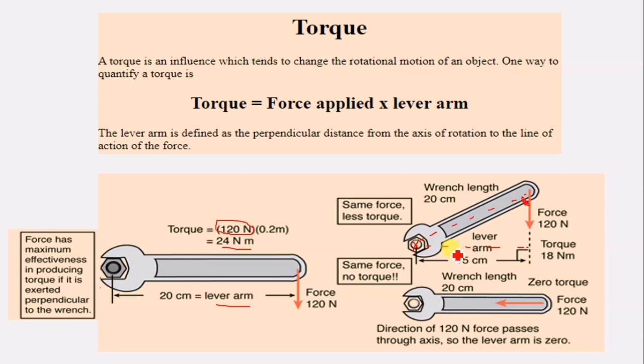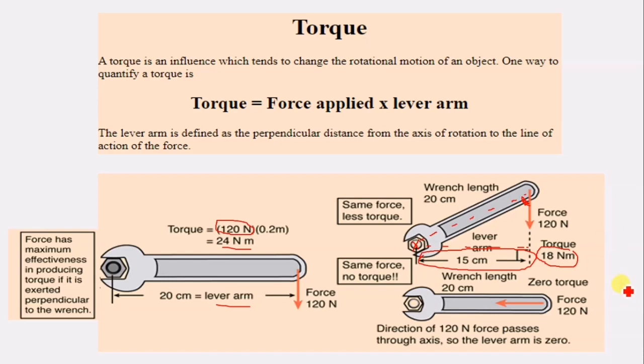So as you can see here, this perpendicular distance is shorter than the wrench itself. It's 15, and by applying the same force as here, 120, we are going to get less torque. Okay, 18, but in the first case we got 24, so that's for sure normal, because the force here is not exerted perpendicularly to the wrench, it's exerted at an angle. So in this case only the perpendicular component is going to produce torque. Okay, so that's why the torque is less.